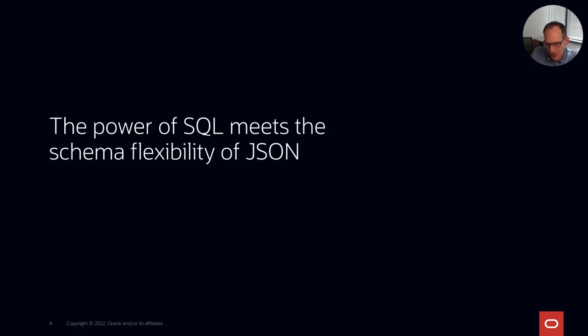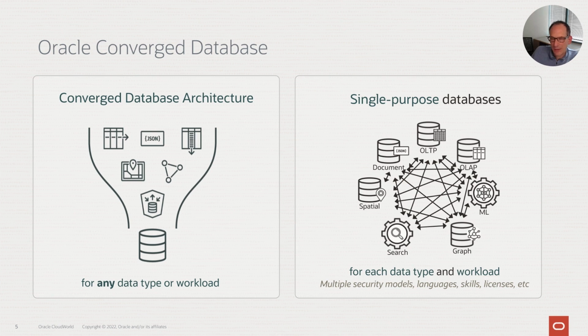So the big message really is, what we try to do at Oracle is we try to combine the power of SQL with the flexibility of JSON. And let's look at what this really means. So our database, the Oracle database, as you know, is obviously capable to store tables and columns and rows, but it can do a lot more. So it is really a converged database where you have support for various data models, like JSON is one of them, or XML, or full text search and graph.